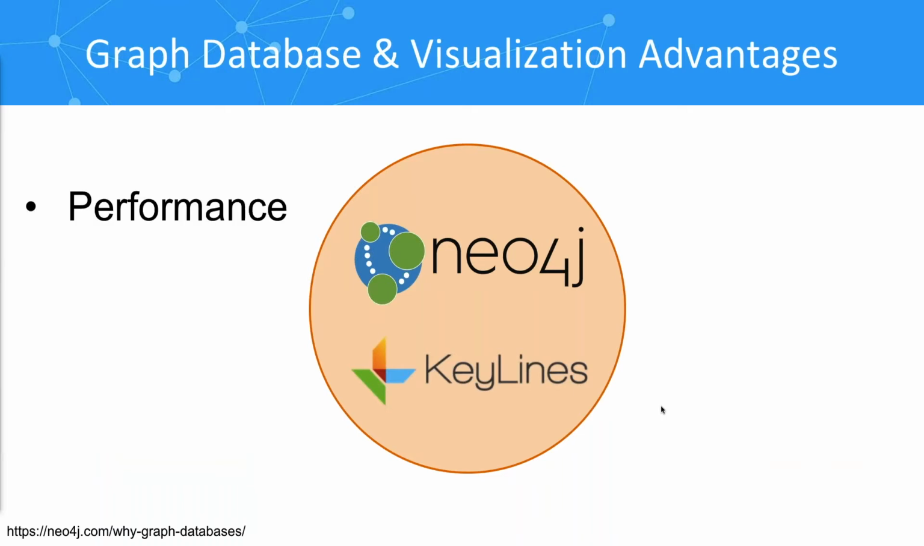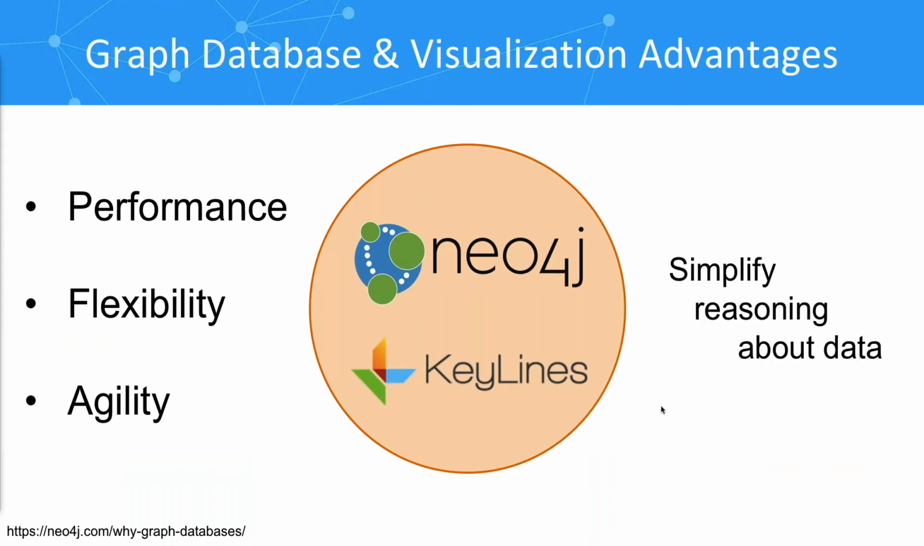And I don't think there's really much scope for me to go into this in detail today, but if you go to that link at the bottom left there for Neo4j, why graph databases, we have three headlines here, and there's definitely some compelling arguments there. But for the purposes of our talk, I'd like to just stress this side of the screen. So I think that using Neo4j and KeyLines or graph technologies is a great way to simplify the reasoning about data. And that should be apparent from my demonstration today.